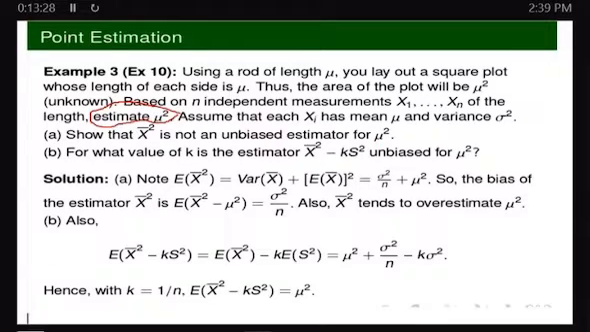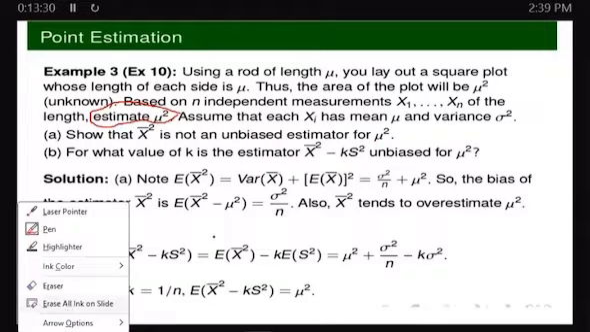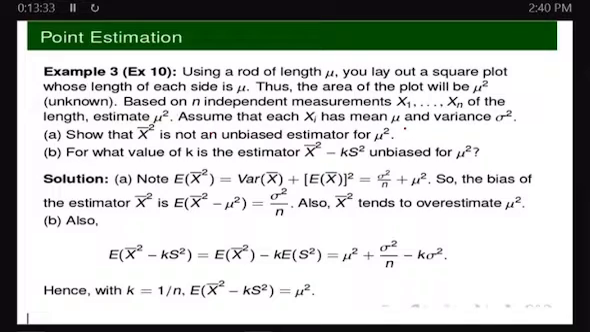Now, let's get into business. I'm going to show you this. We want to first show that X bar squared is not an unbiased estimator of mu squared. Of course, you know the definition of bias: an estimator is said to be unbiased if the expected value of the estimator is equal to the true value of the parameter. Now, take a look at this.